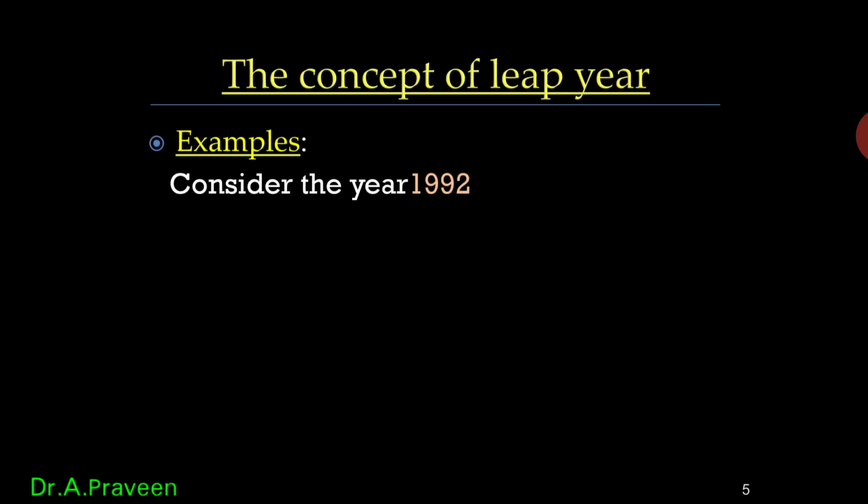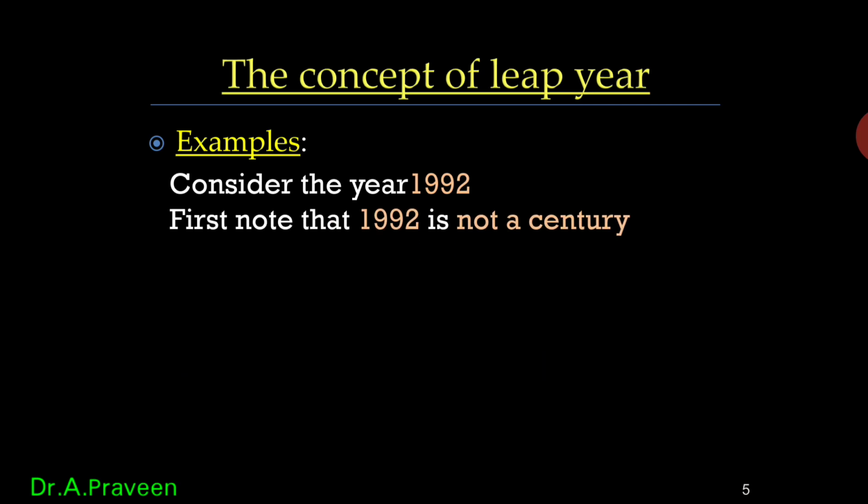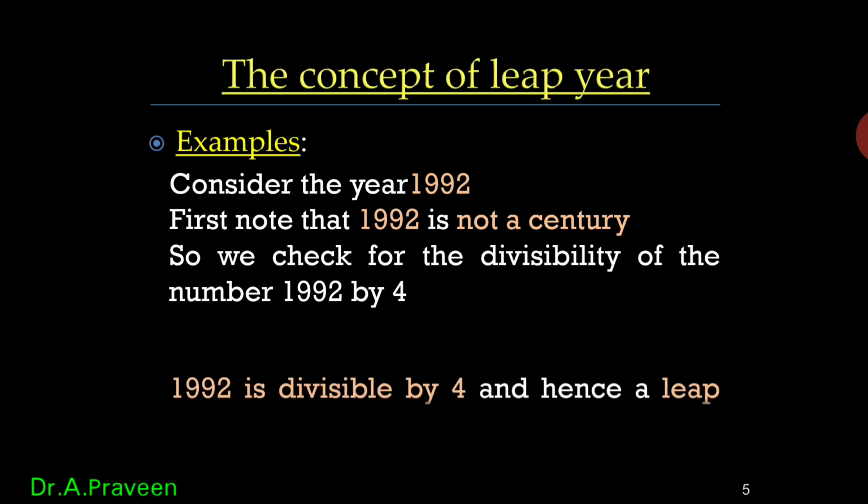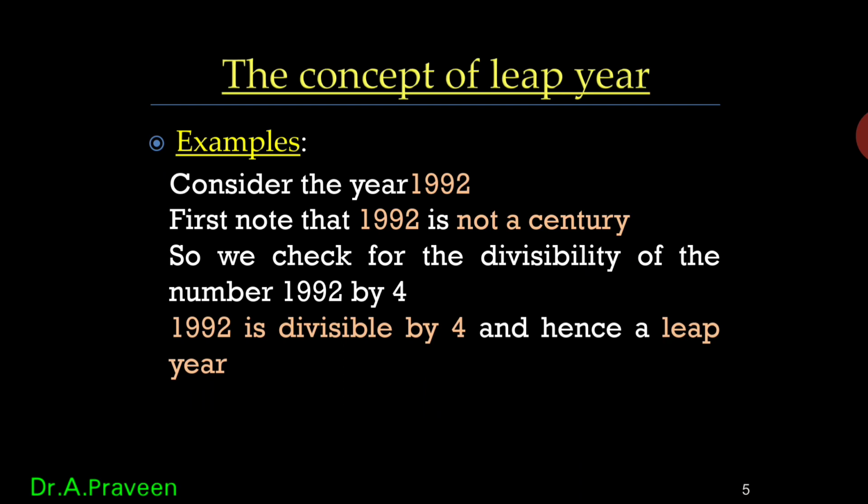Consider the year 1992. 1992 is not a century. So we go for checking whether the number 1992 is divisible by 4 or not. We find that 1992 is divisible by 4, and hence we conclude that the year 1992 is a leap year.